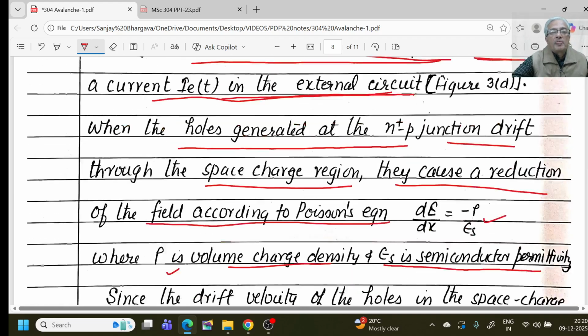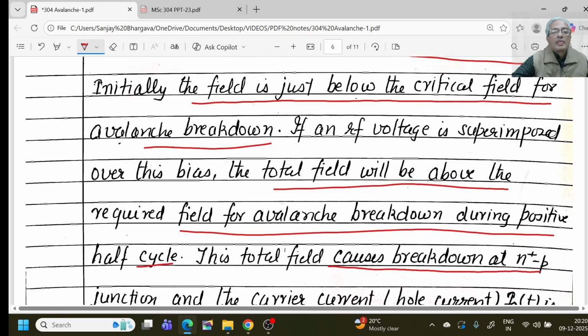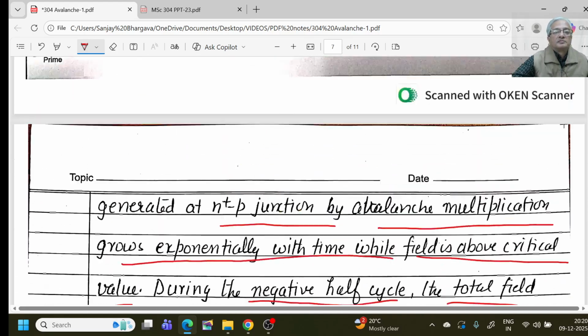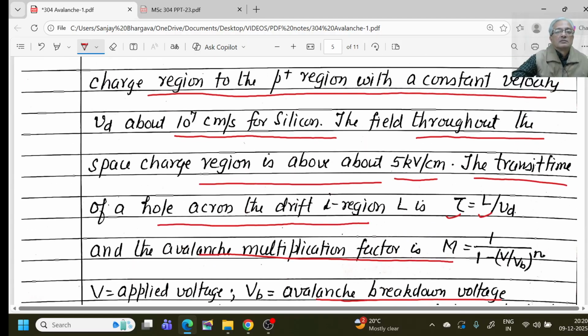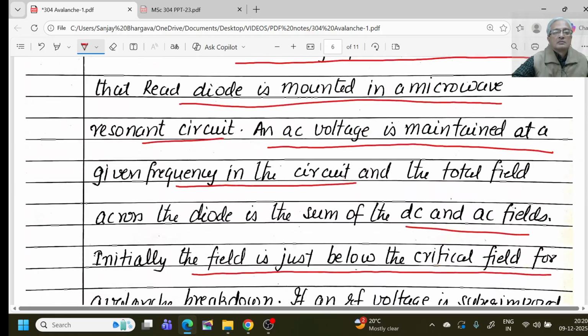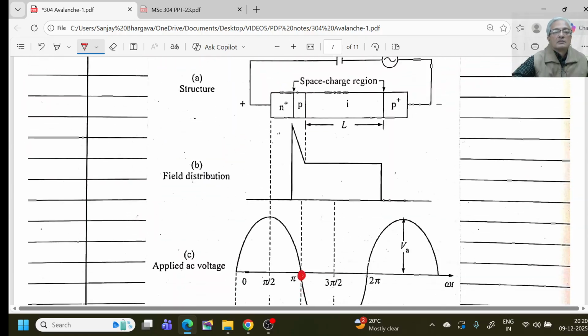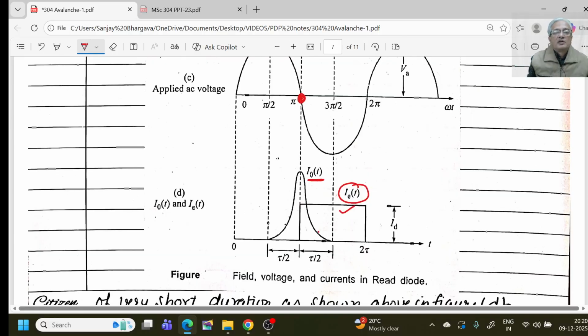So just see. This is figure D, right? So that is delayed by 180 degree.